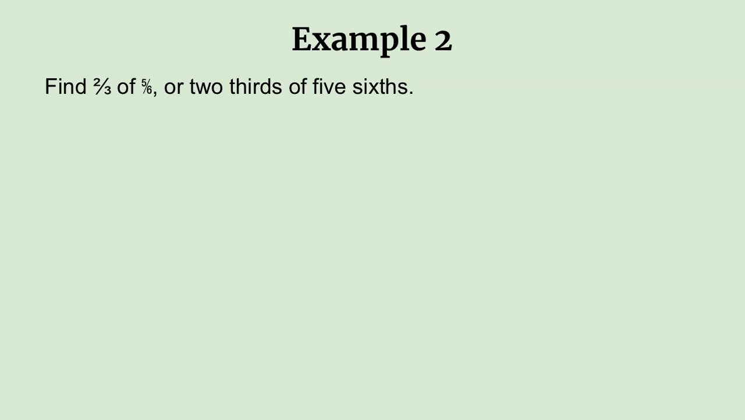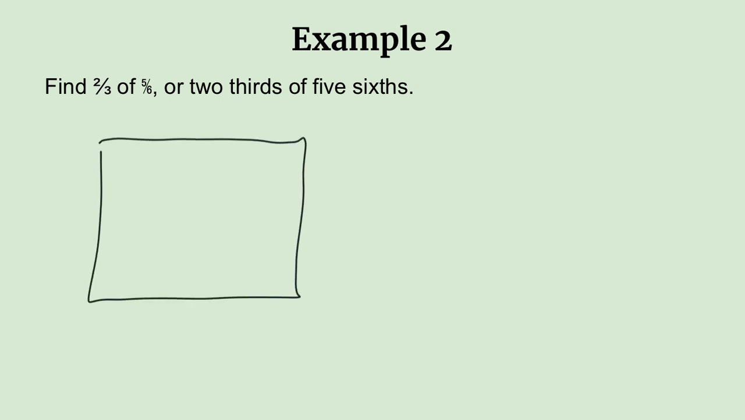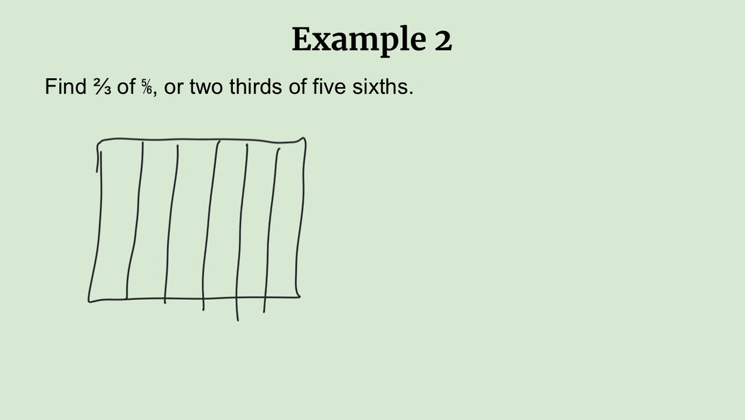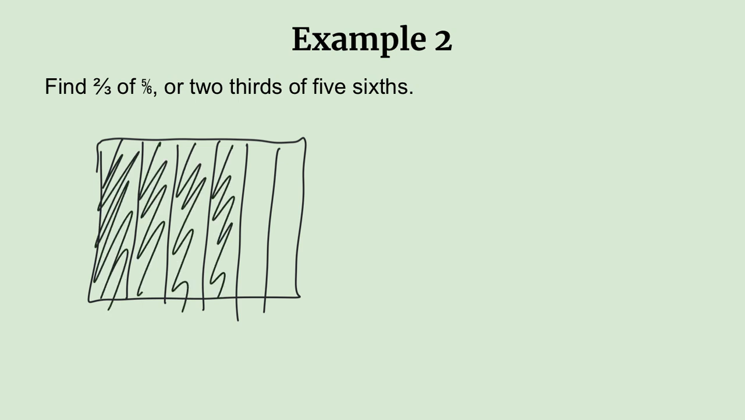So 2/3 of 5/6. So we would start by making a diagram with the sixths. So 2, 3, and 5/6 of that would be like this. Then we want 2/3 of that, so we're going to split this like there, and that would be there and there.